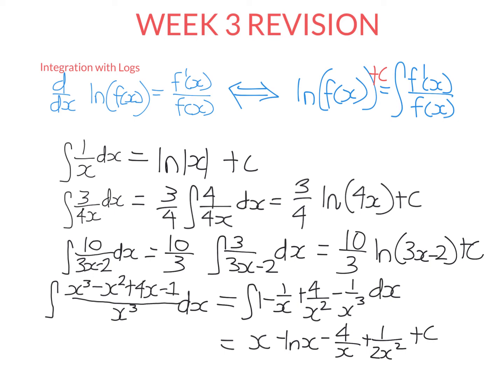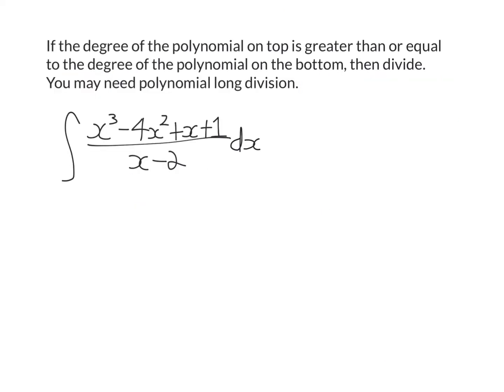All right, let's move on to a harder question now. When you have a situation like this, polynomial on top, polynomial on the bottom, and the polynomial on top has higher degree, use polynomial long division. So we're saying how many times does x minus 2 go into x cubed minus 4x squared plus x plus 1. So we go x into x cubed goes x squared times.